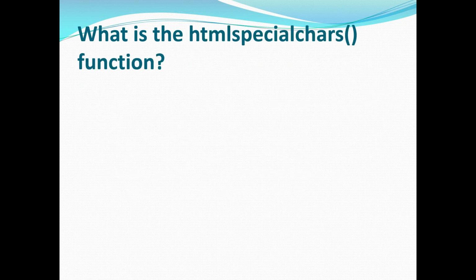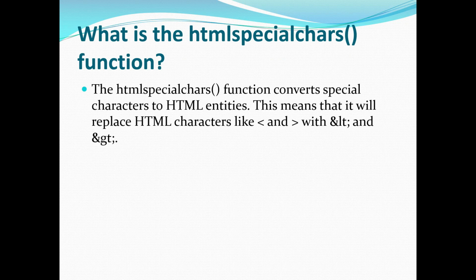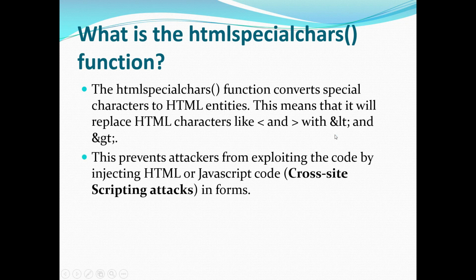So what is htmlspecialchars? The htmlspecialchars function converts special characters to HTML entities. This means that it will replace HTML characters like less than and greater than with &lt; and &gt;. This prevents attackers from exploiting the code by injecting HTML or JavaScript code, that is cross-site scripting attacks in forms. So to prevent cross-site scripting attacks, we will use the htmlspecialchars function.